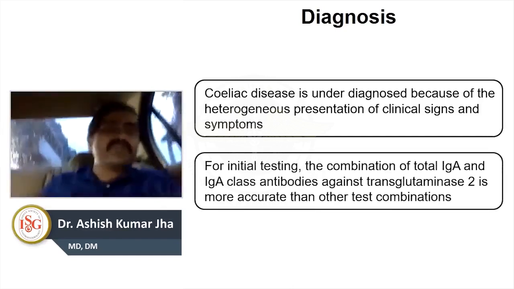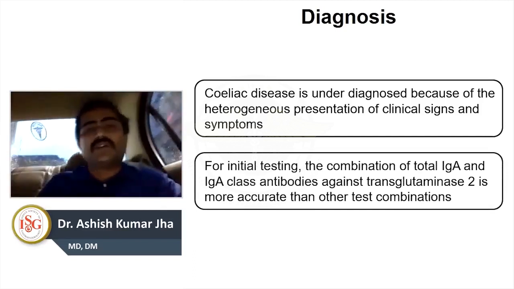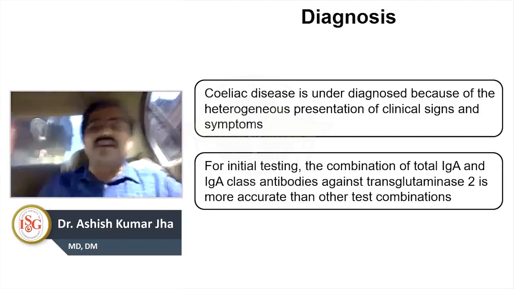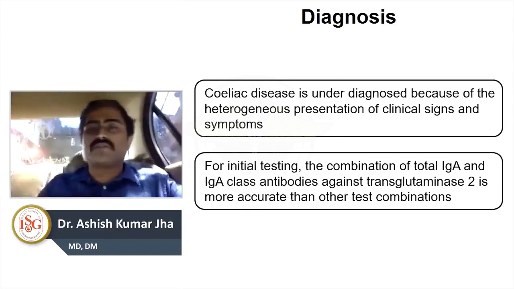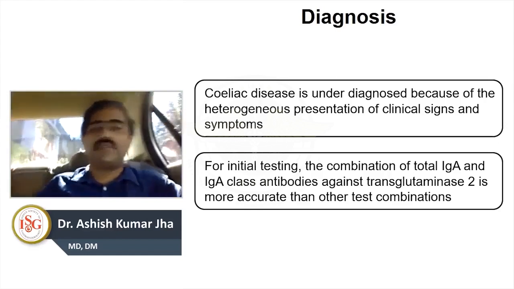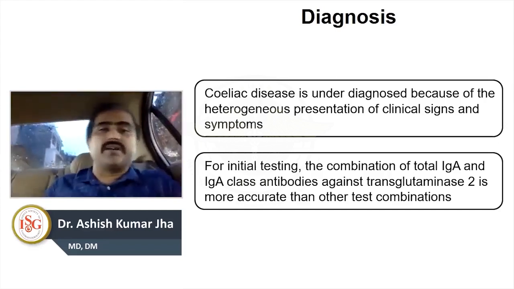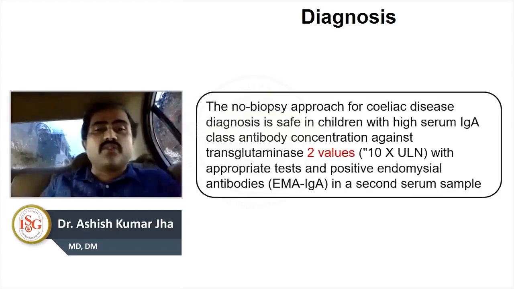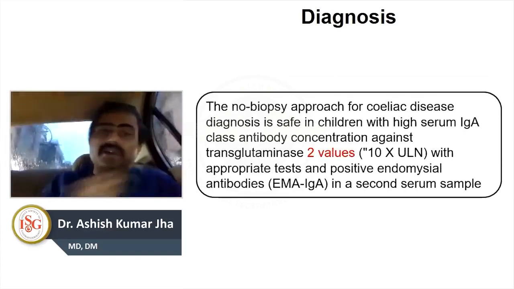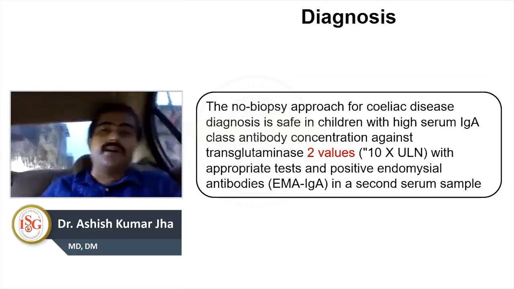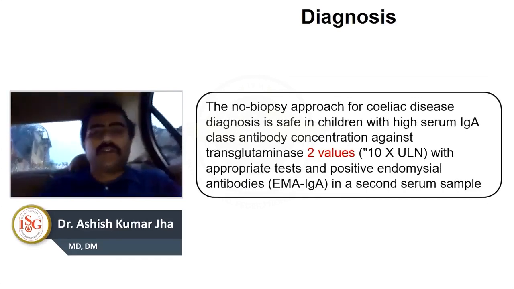So for diagnosis, as initial testing, the combination of total IgA and IgA class antibody against transglutaminase, that is TTG IgA or TTG IgG, is far better than the other test combinations. Normally as a first test, we combine the total IgA level along with the anti-TTG IgA level.